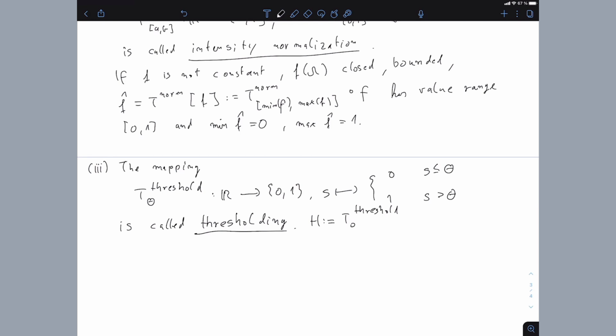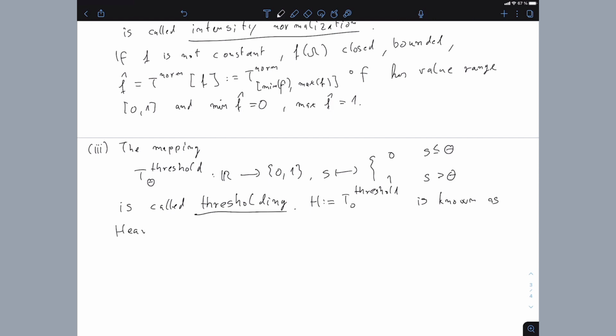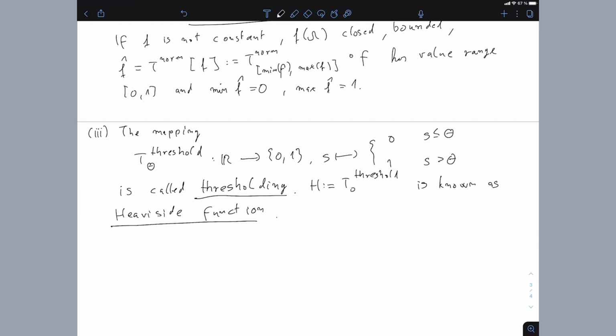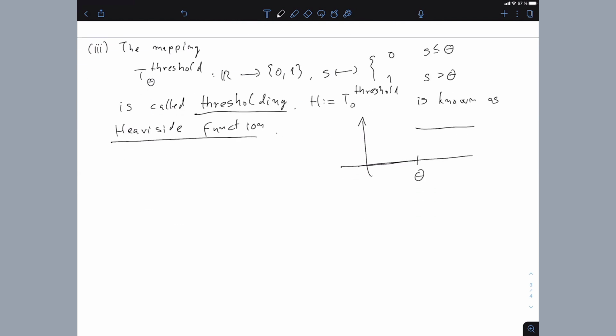So for the threshold theta equal to 0, this function is also called the Heaviside function. And under this name, it also plays an important role in areas other than image processing. And the plot just looks like this. So there are two more that I want to show.